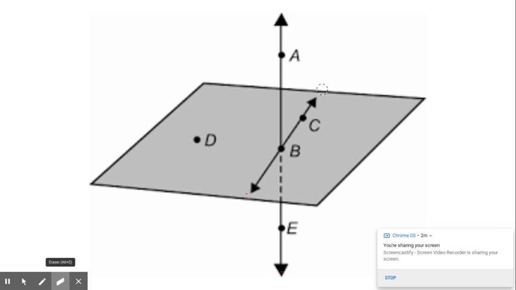A, B, and D are coplanar. A, C, and D are coplanar. A, C, and B are coplanar. Now, what if I asked you, are B, C, D, and E coplanar? That one's no, because E is below the gray plane while B, C, and D are sitting inside of it. If you pick any of those 3, the answer is yes. But since I threw in that 4th one, the 4th one can be, but doesn't have to be. And in this case, B, C, D, and E are not coplanar, just like B, C, D, and A are not coplanar either.